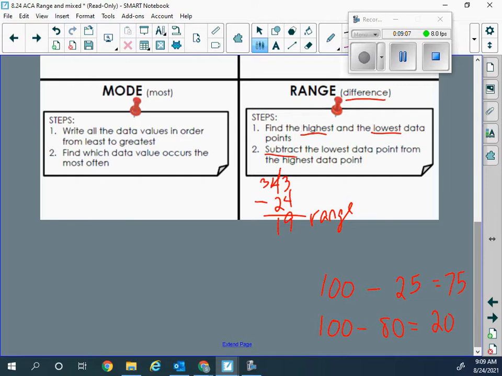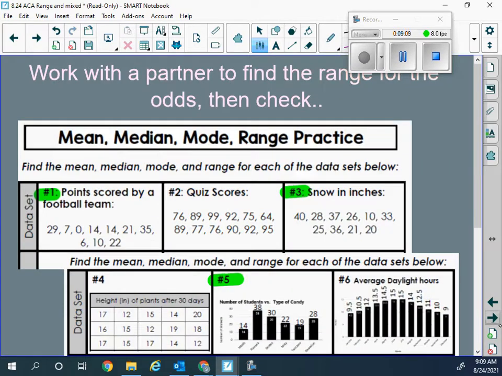Okay, let's go ahead and turn. Yesterday, I had you do with a partner. We're going to do the same thing. It says work with a partner to find the range for the odds. So the odds only, 1, 3, and 5. Just the range for 1, 3, and 5 with your table group. I'm going to give you guys about 3 minutes, okay? If you're at home, pause the video, and then you can turn it back on to check.